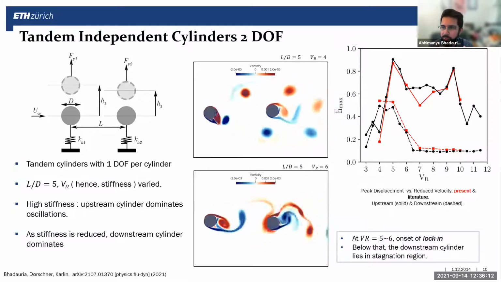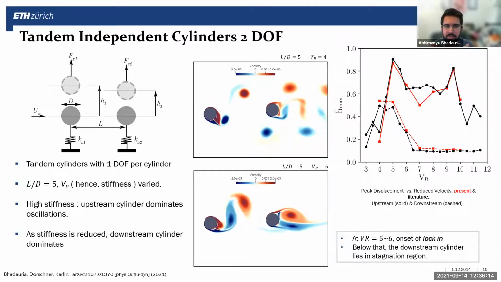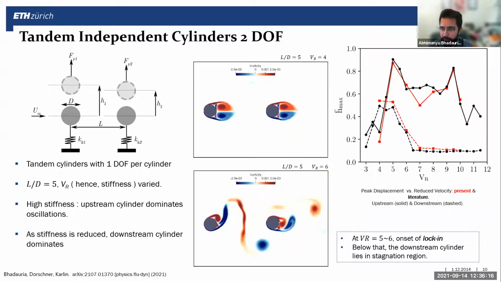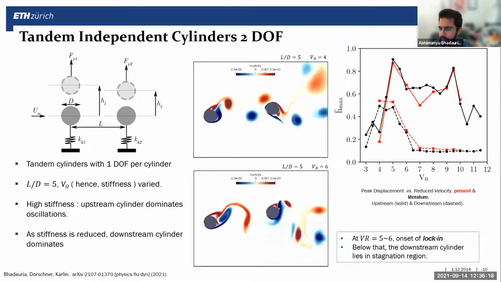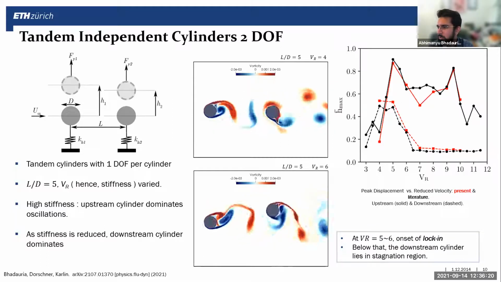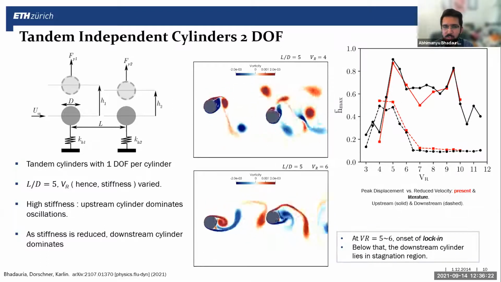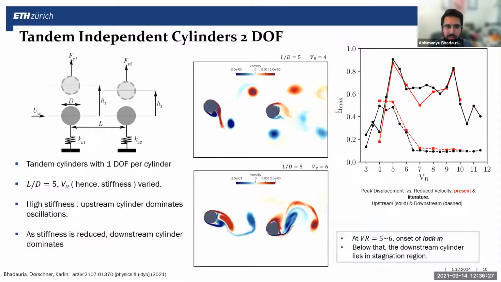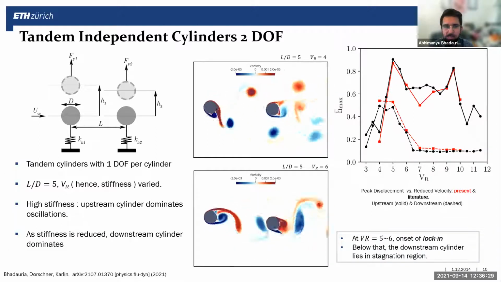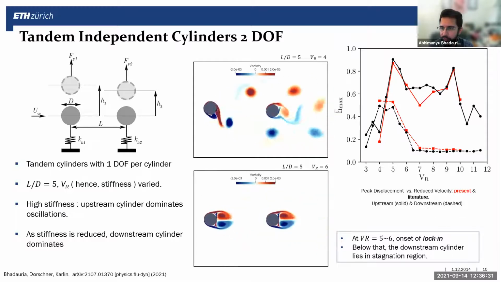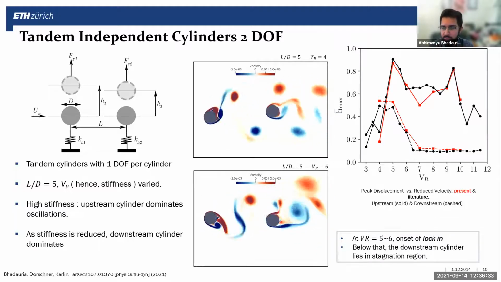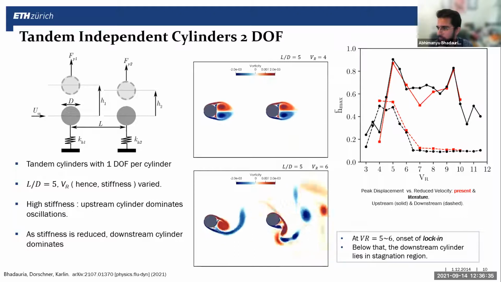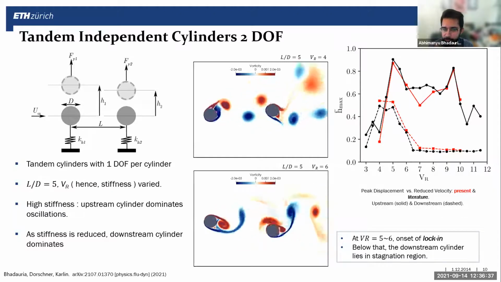lower vibrations. However, if we decrease the value of the spring constant or the stiffness, around the value of VR equals 5 or 6, both the cylinders start to lock in, and at that point, and beyond that point, it's the downstream cylinder that oscillates a lot more than the upstream cylinder, and the upstream cylinder essentially stops vibrating more or less when you compare it to the downstream cylinder.